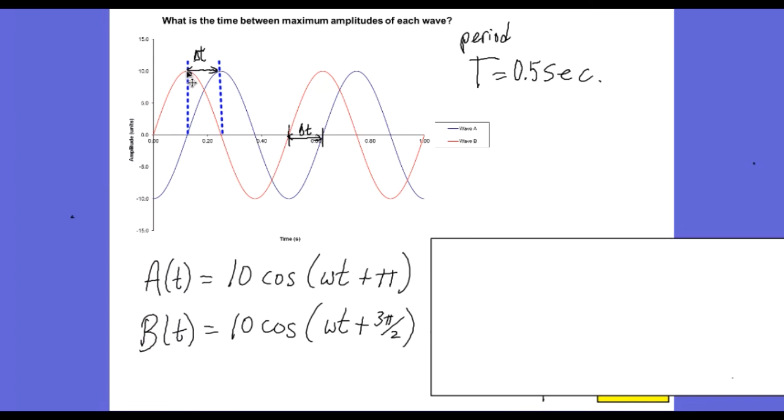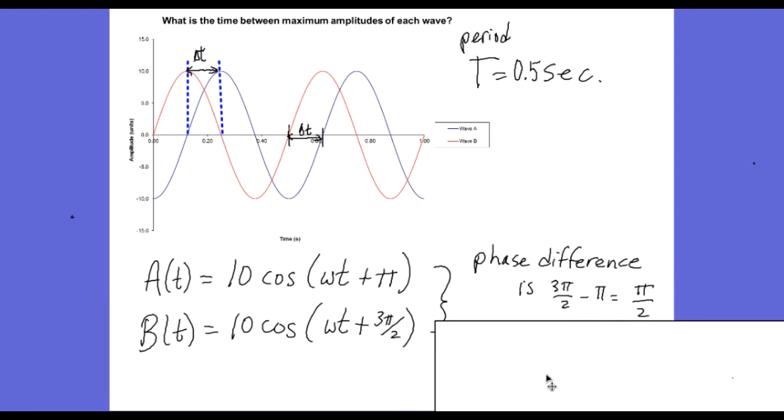For wave B, here's the normal starting point, and here's the actual starting point. So that's in the negative direction. I've changed my starting point by pi over 2. Or in the forward direction, I've changed it by positive 3 pi over 2. So I've decided to go with the positive number here. It doesn't really matter. So what is the phase difference? Well, the phase difference is the difference of these 2 phase angles. So that is pi over 2. So these are separated by pi over 2 radians.